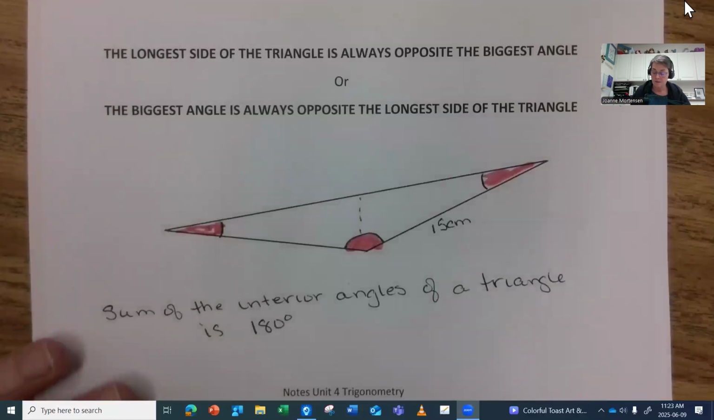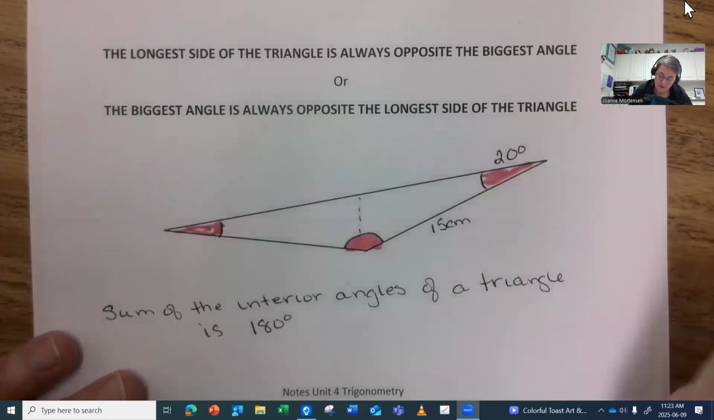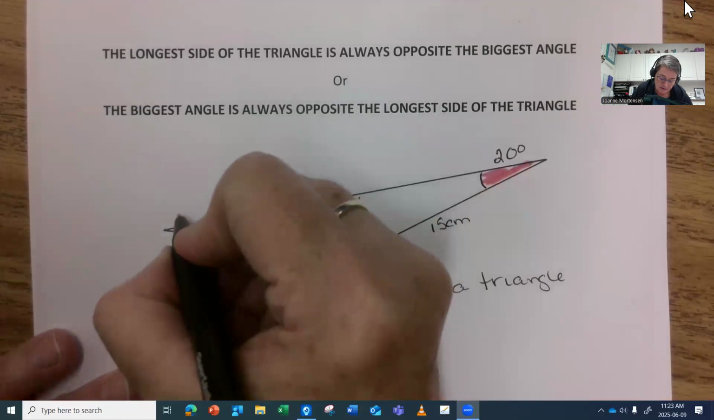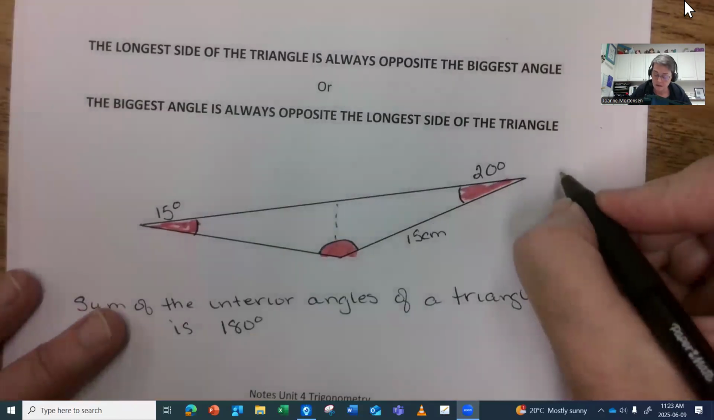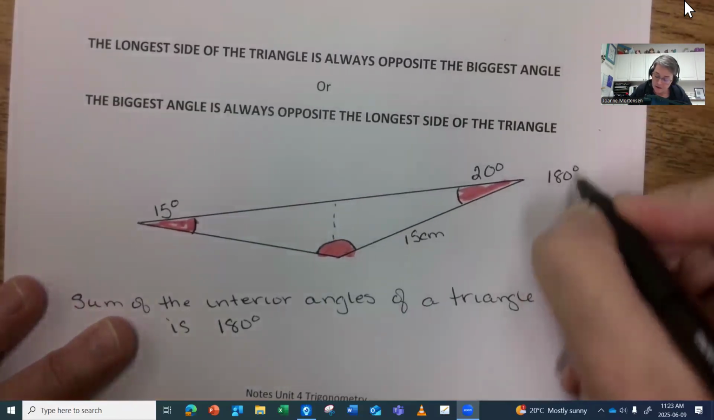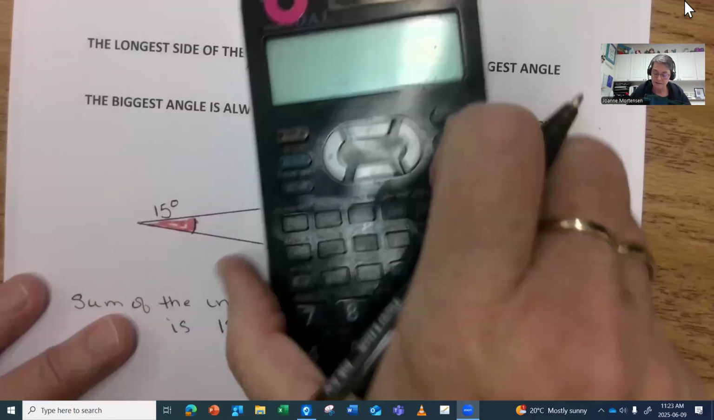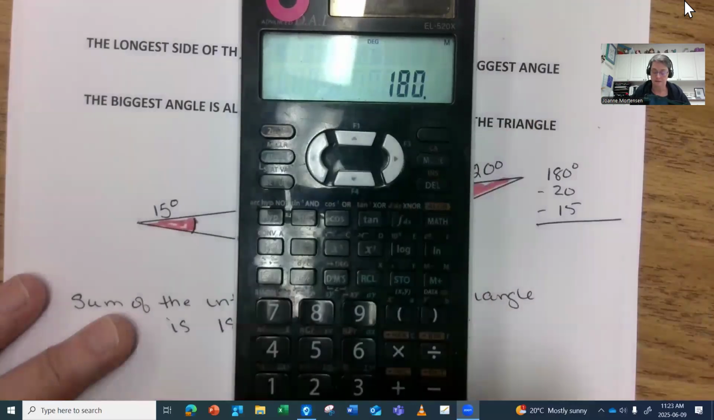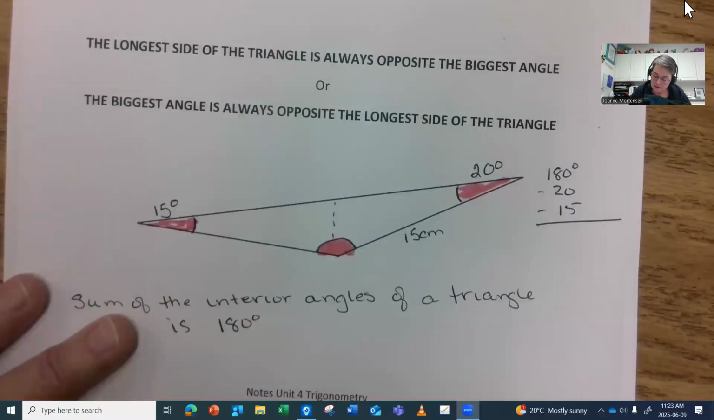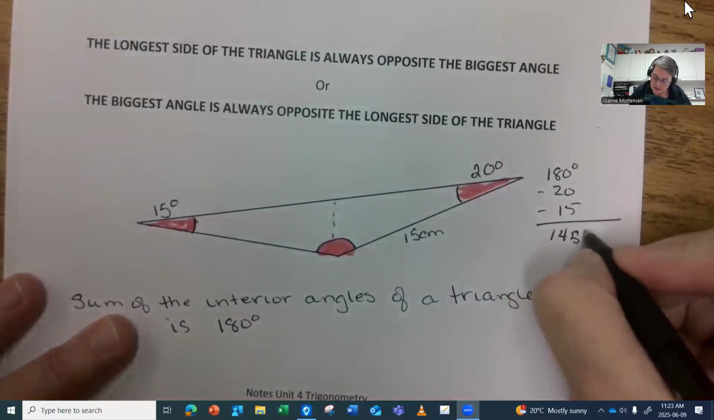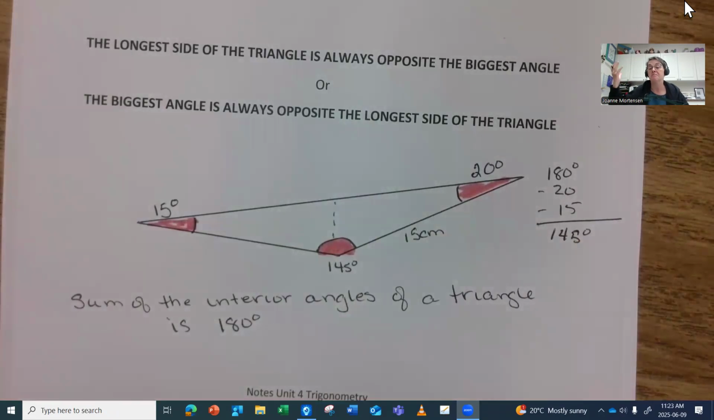So what's that got to do with anything? Well, maybe I know that this one is, I don't know, 20 degrees, and I'm making this up. I'm going to say this one is 15 degrees, but I don't know this one, and I need it for my calculations. All I would do is go 180 degrees altogether, minus 20, minus 15, and I'm lazy. 180 minus 20 minus 15. That means that angle is 145 degrees. It's not often that you're going to have to use it, but once in a while.